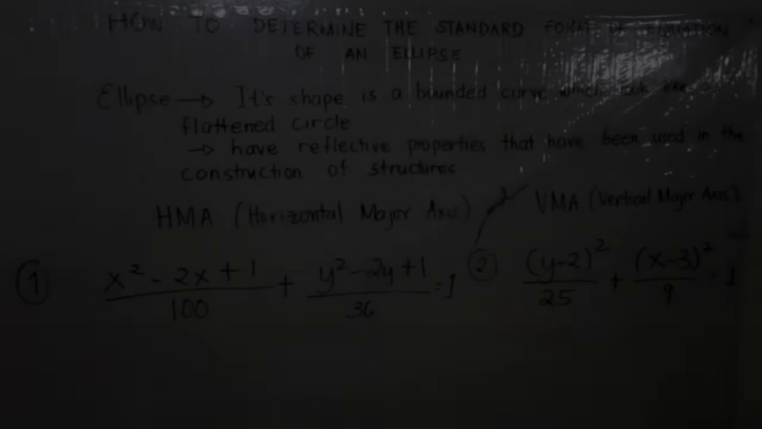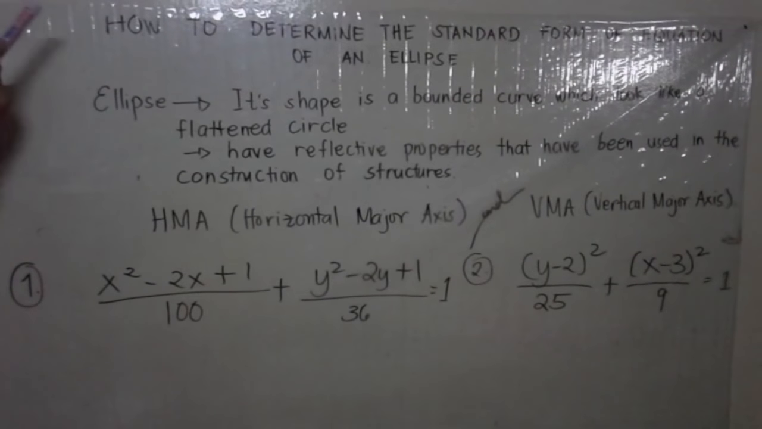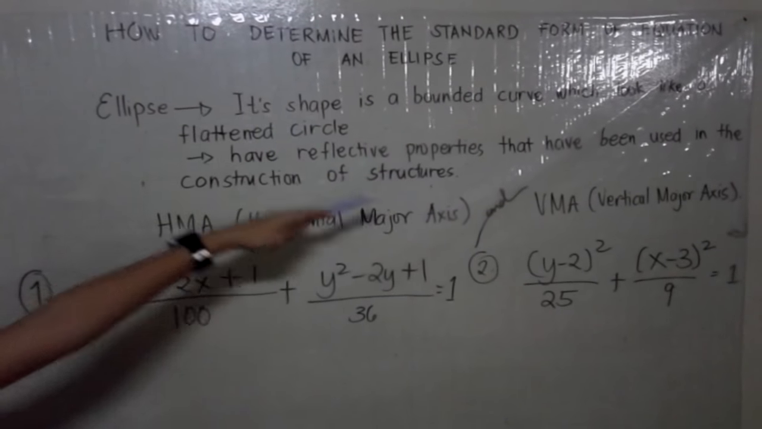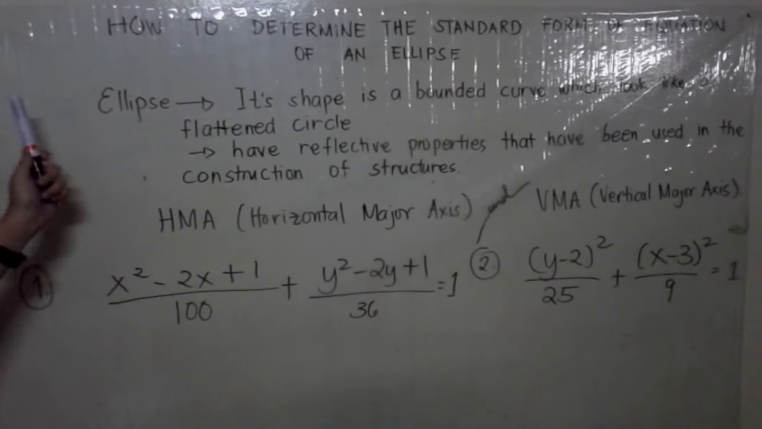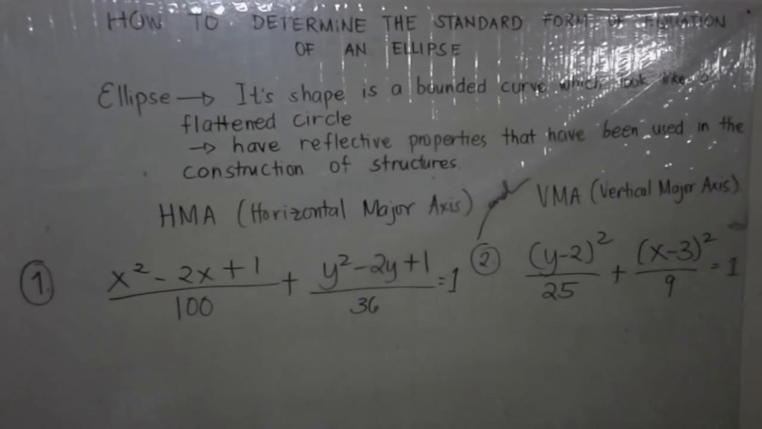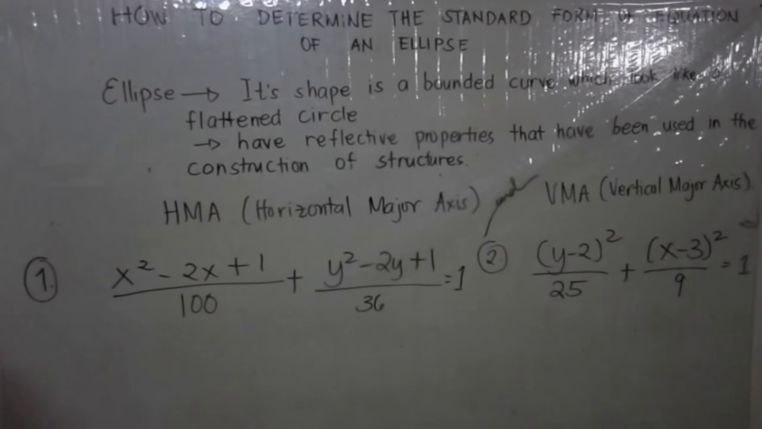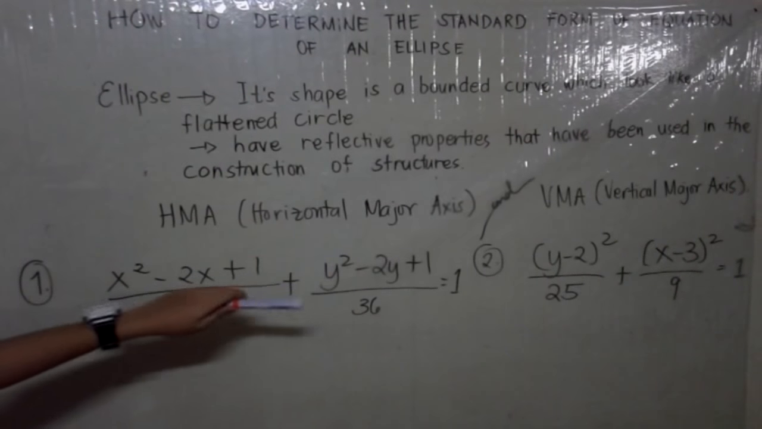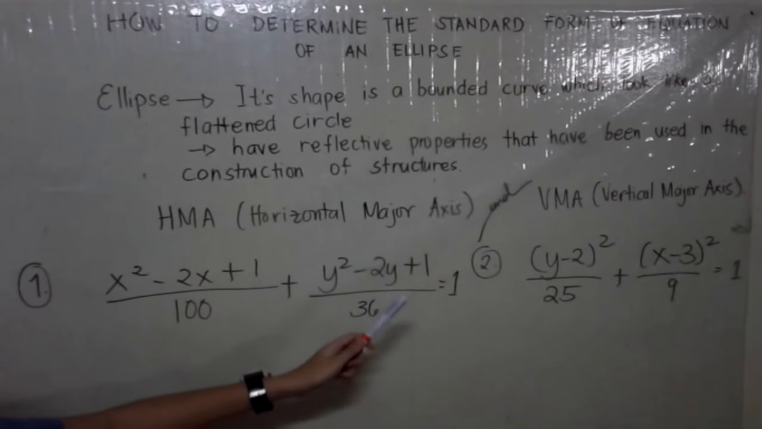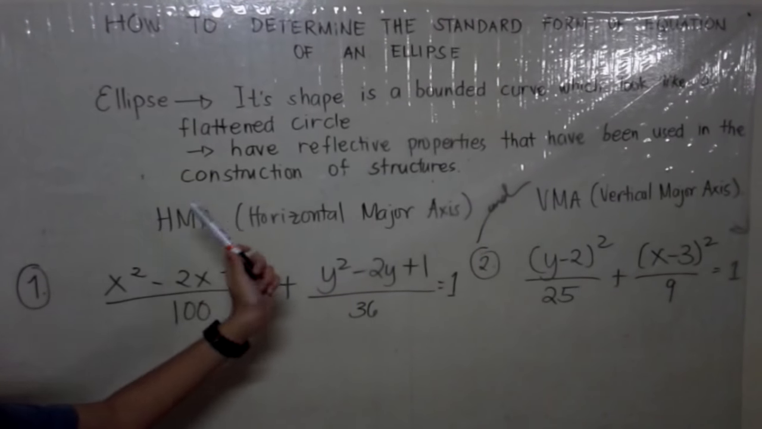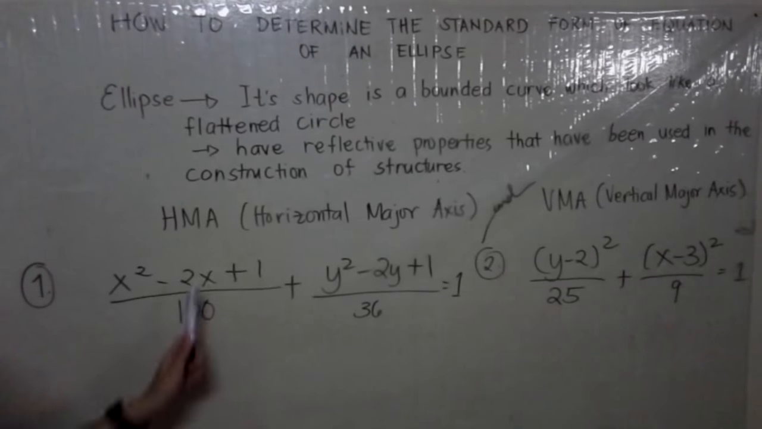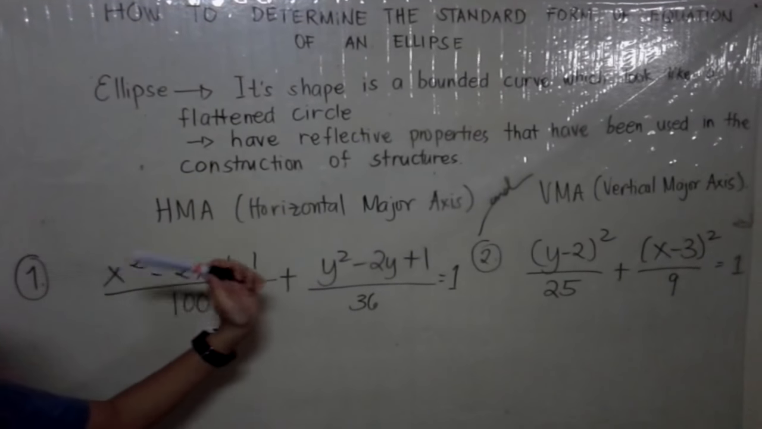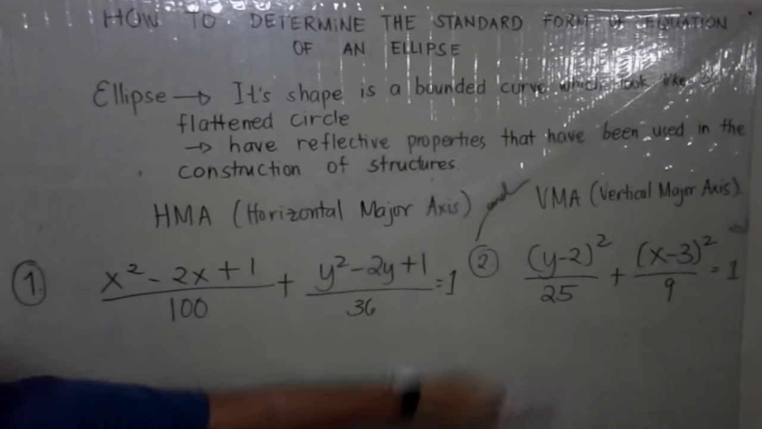The topic that we have taken is entitled How to Determine the Standard Form of Equation of an Ellipse. So the first thing we need is to define what an ellipse is. An ellipse is a bounded curve which looks like a flattened circle. Ellipses also have reflective properties that have been used in the construction of structures. The ellipse has two types: horizontal major axis and vertical major axis.